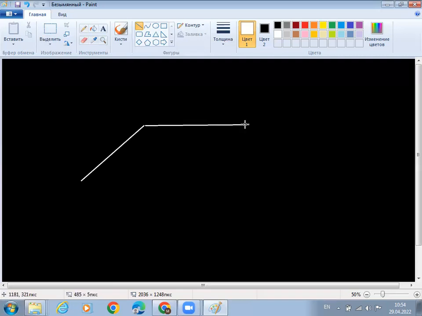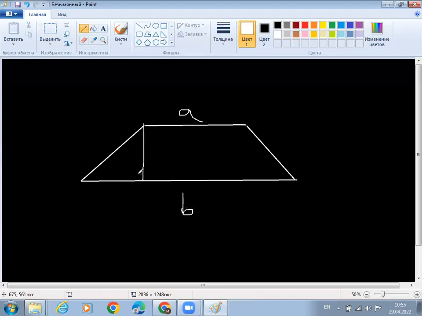So in a trapezium, we have two parallel sides, A and B. We have the height here. You can see these other sides are not parallel. If they were parallel, that would be a parallelogram, not a trapezium. So this is the height. What's the area of a trapezium?